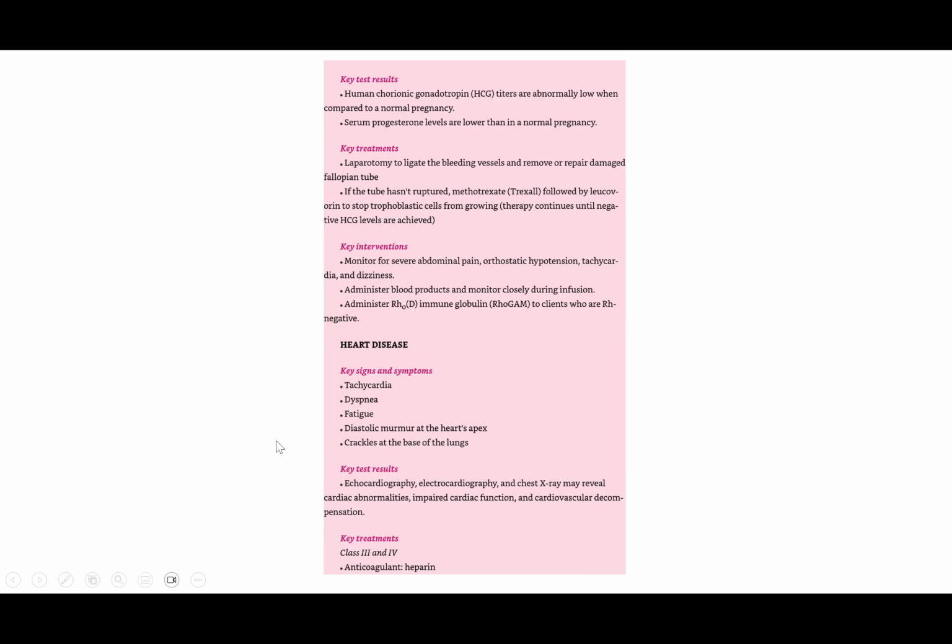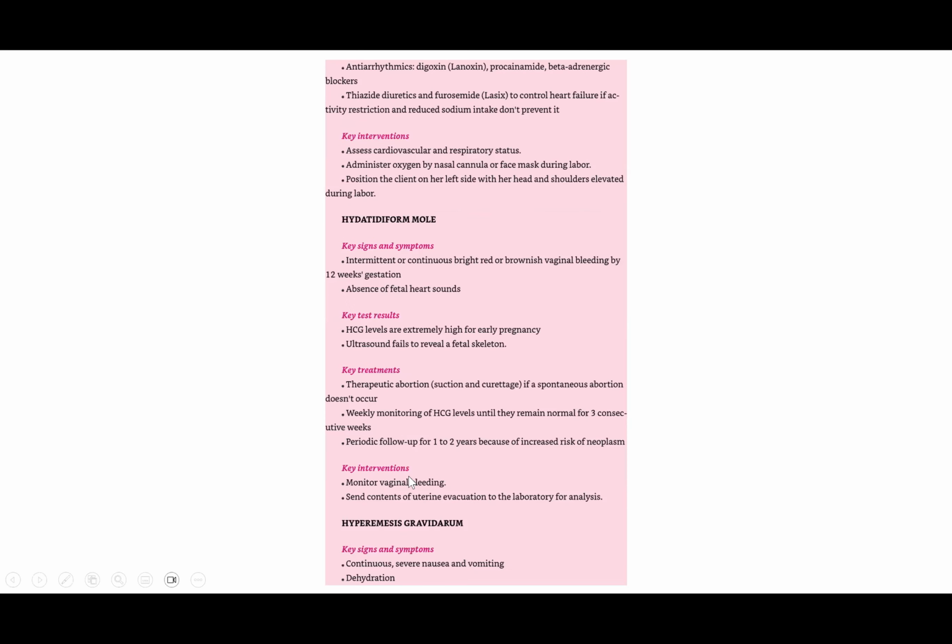Right. Heart disease. Signs and symptoms of heart disease are not a lot different in the pregnant population than in your regular population. We're looking at tachycardia, dyspnea, fatigue, diastolic murmurs at the heart's apex, crackles at the base of the lungs. Remember, if you have fluid in the lungs, what side of the heart is that? You can always remember left for lungs, right for the rest of the body. If there is fluid backing up in the lungs, it is left-sided heart failure. We're going to look at our echocardiograms or chest x-ray, looking for cardiac abnormalities, impaired cardiac function, any kind of decompensation.